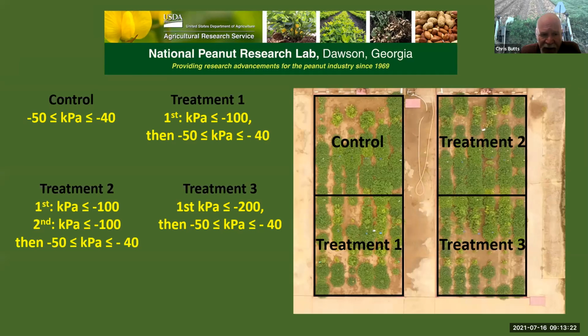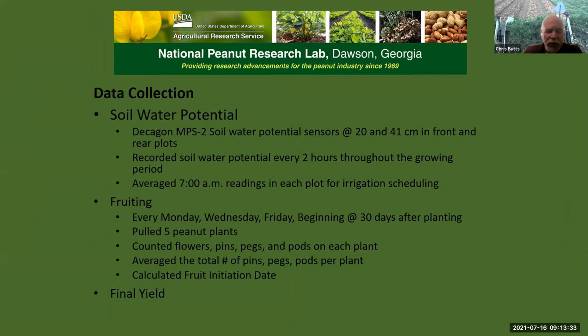I might say that Irrigator Pro typically does not recommend irrigation for at least the first 30 days of growth. And so the data collection that we did during this study was that we used Decagon MPS2 soil water potential sensors at 20 and 41 centimeters in the front and rear halves of each plot. We recorded that soil water potential every 2 hours with the data logger throughout the growing period.